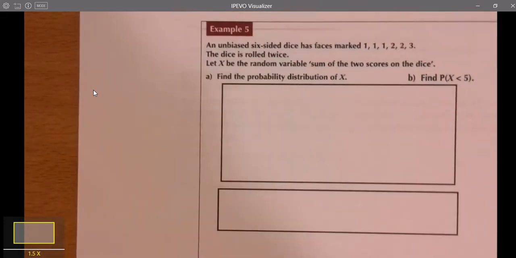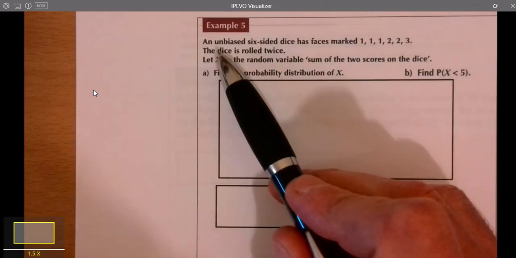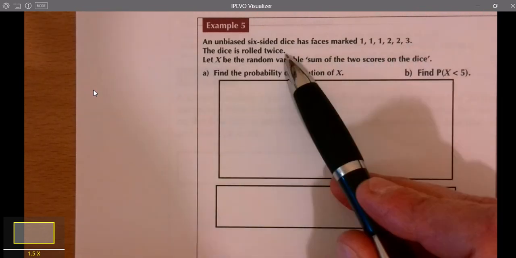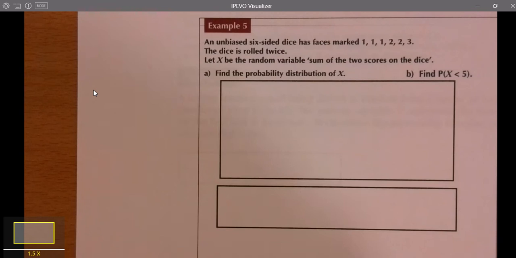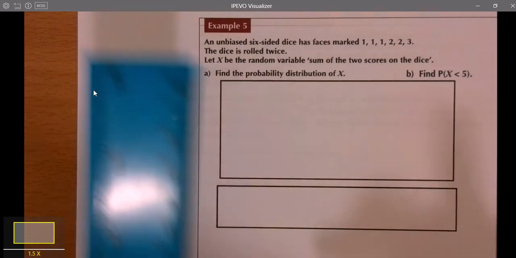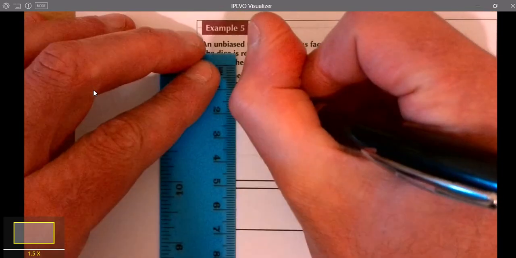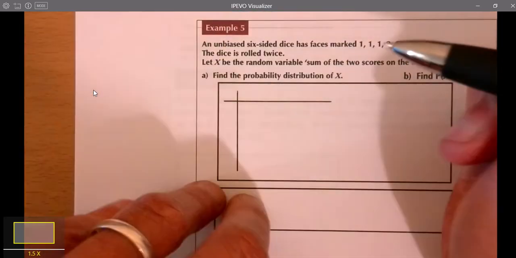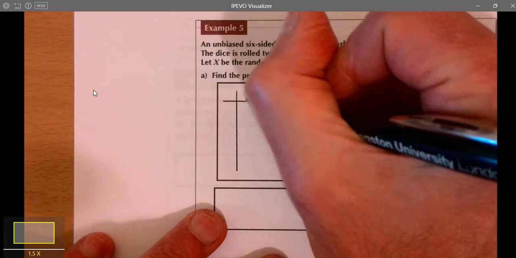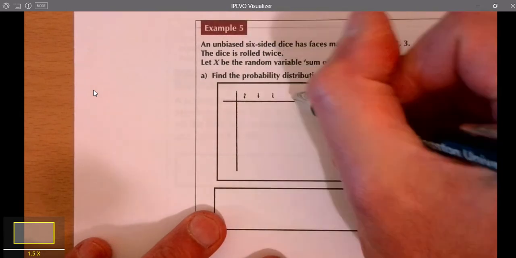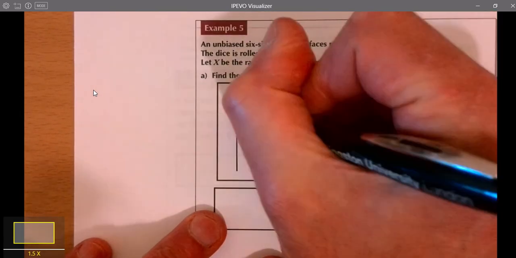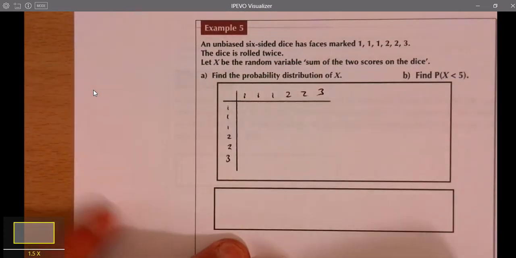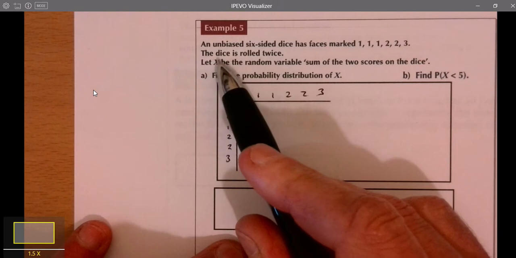So example 5, what do we got here? An unbiased 6-sided dice is rolled twice. So I'm thinking the best thing that I can do here is to draw myself a little sample space diagram, and this will make my life so much easier. So here's the first throw, and the second throw, and the dice is rolled twice.